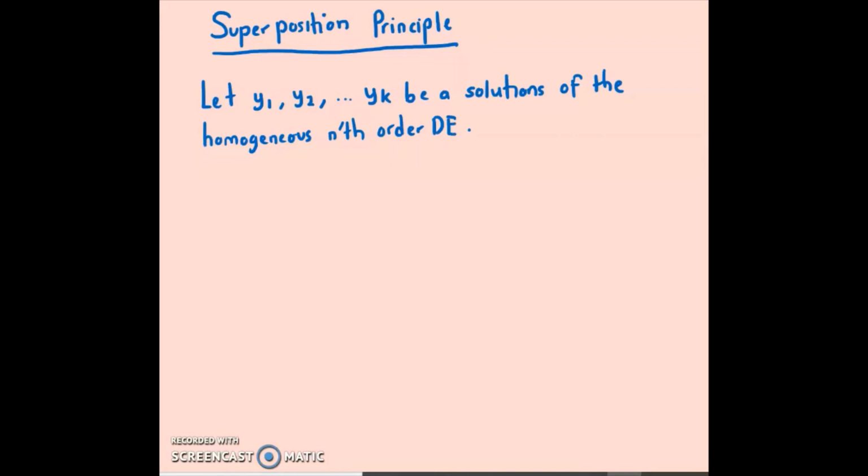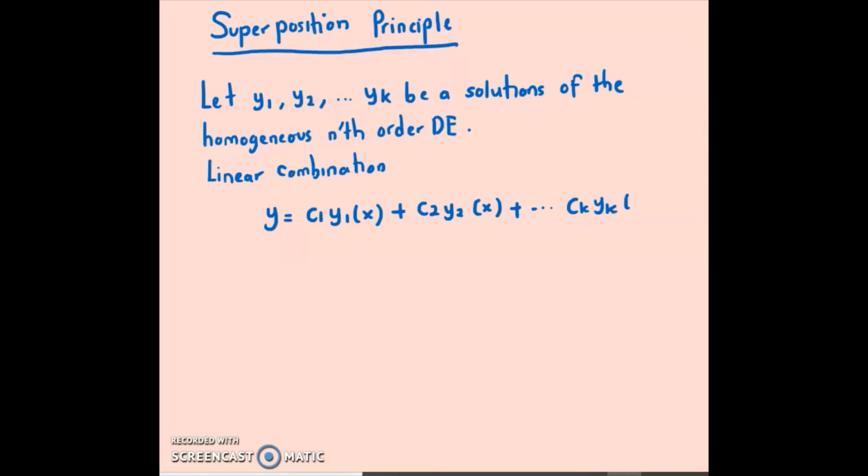Then we have the linear combination, y equals c1 y1(x) plus c2 y2(x) plus up to ck yk(x), which is also a solution. So when we can write it in this form, we have the superposition principle.